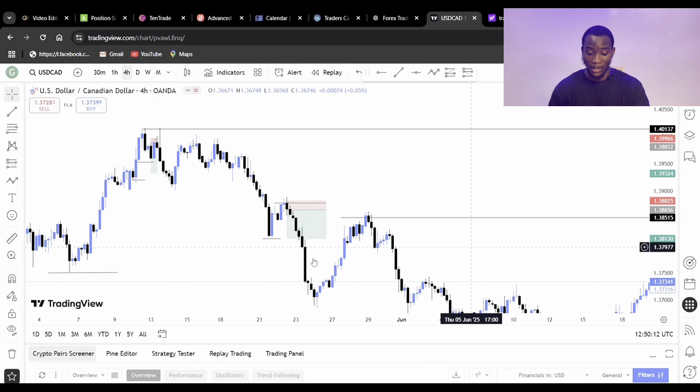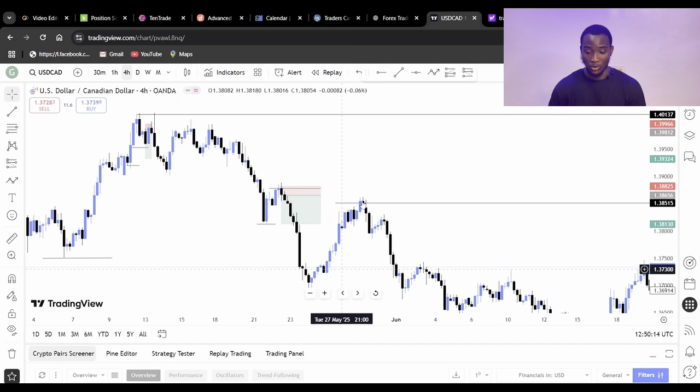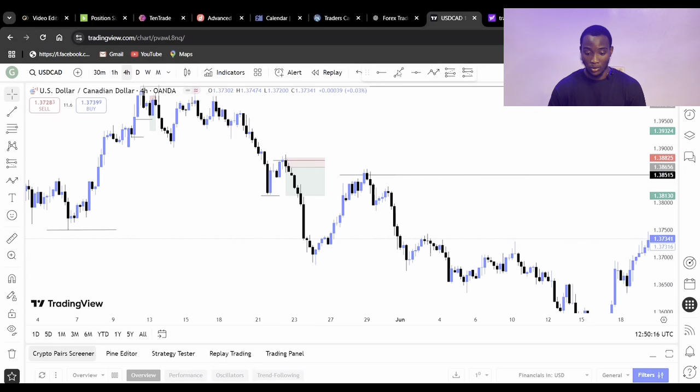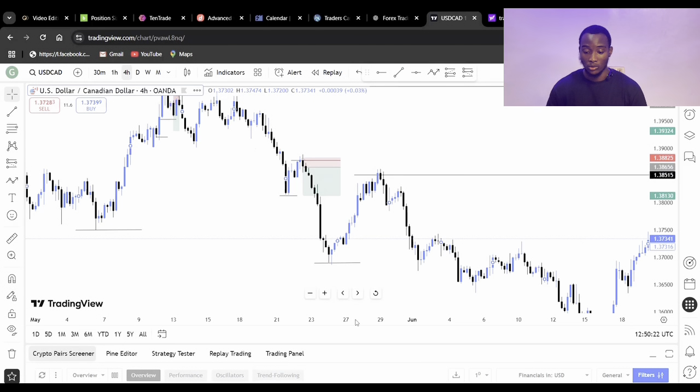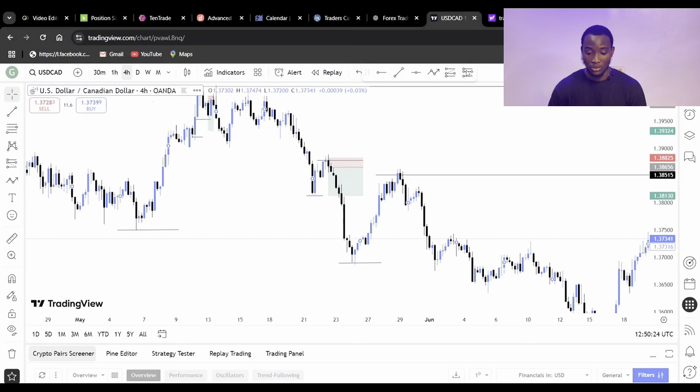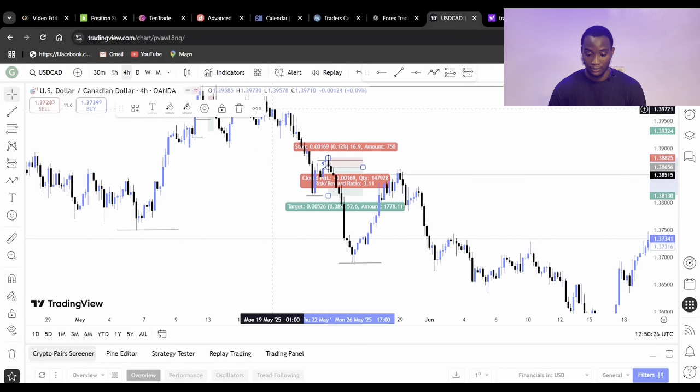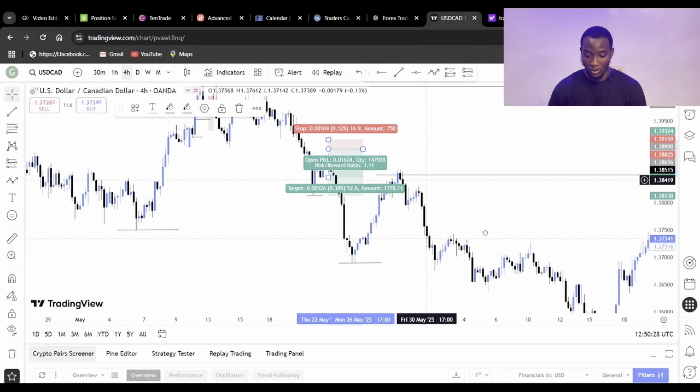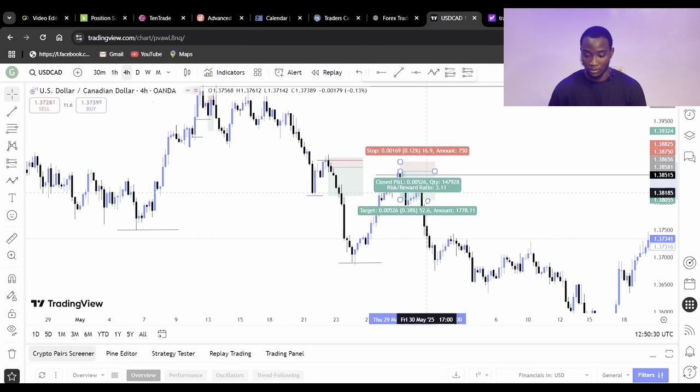Now the market comes back again to the same zone. What do you do? You mark the lowest points where the market was before. Then you use your entry tools to just enter the market using your bearish engulfing candle. As easy as that.